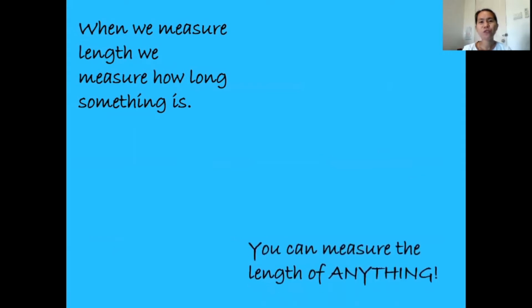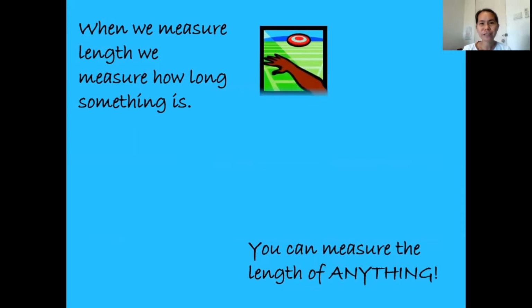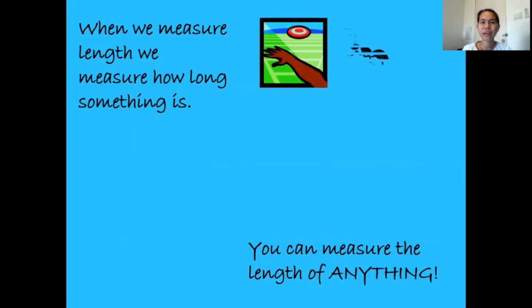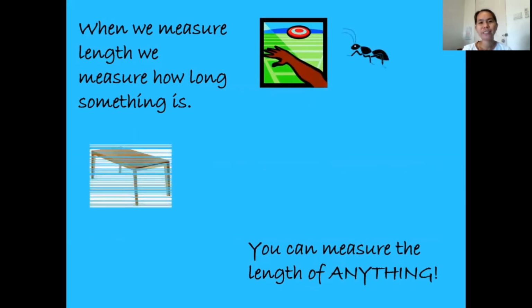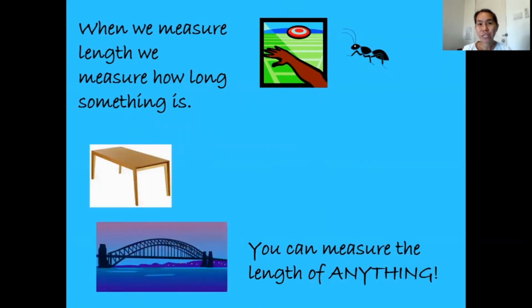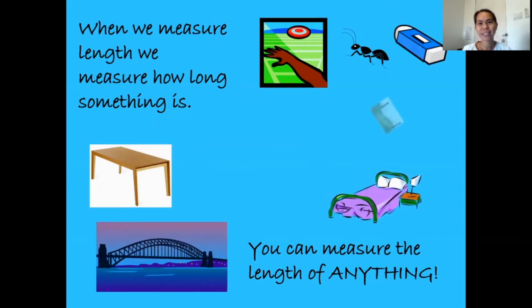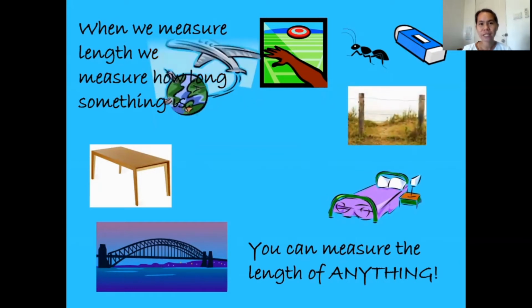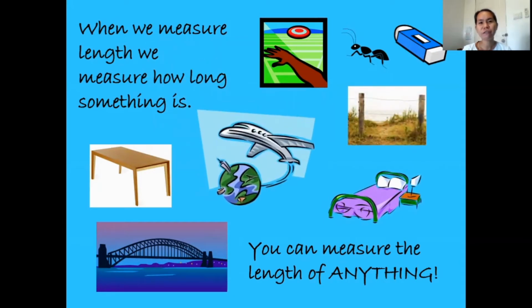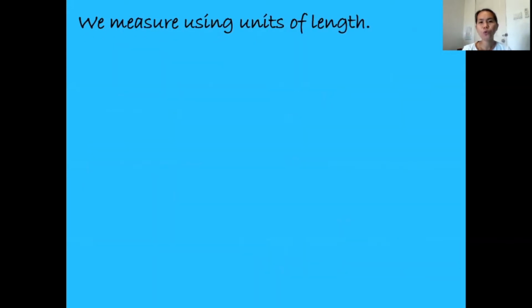So you can measure the length of anything, like the length of the field, the length of the ant, the length of the table, the length of the bridge, the length of the eraser, the length of your bed, the length of the land, and the length of the airplane. We measure using units of length.